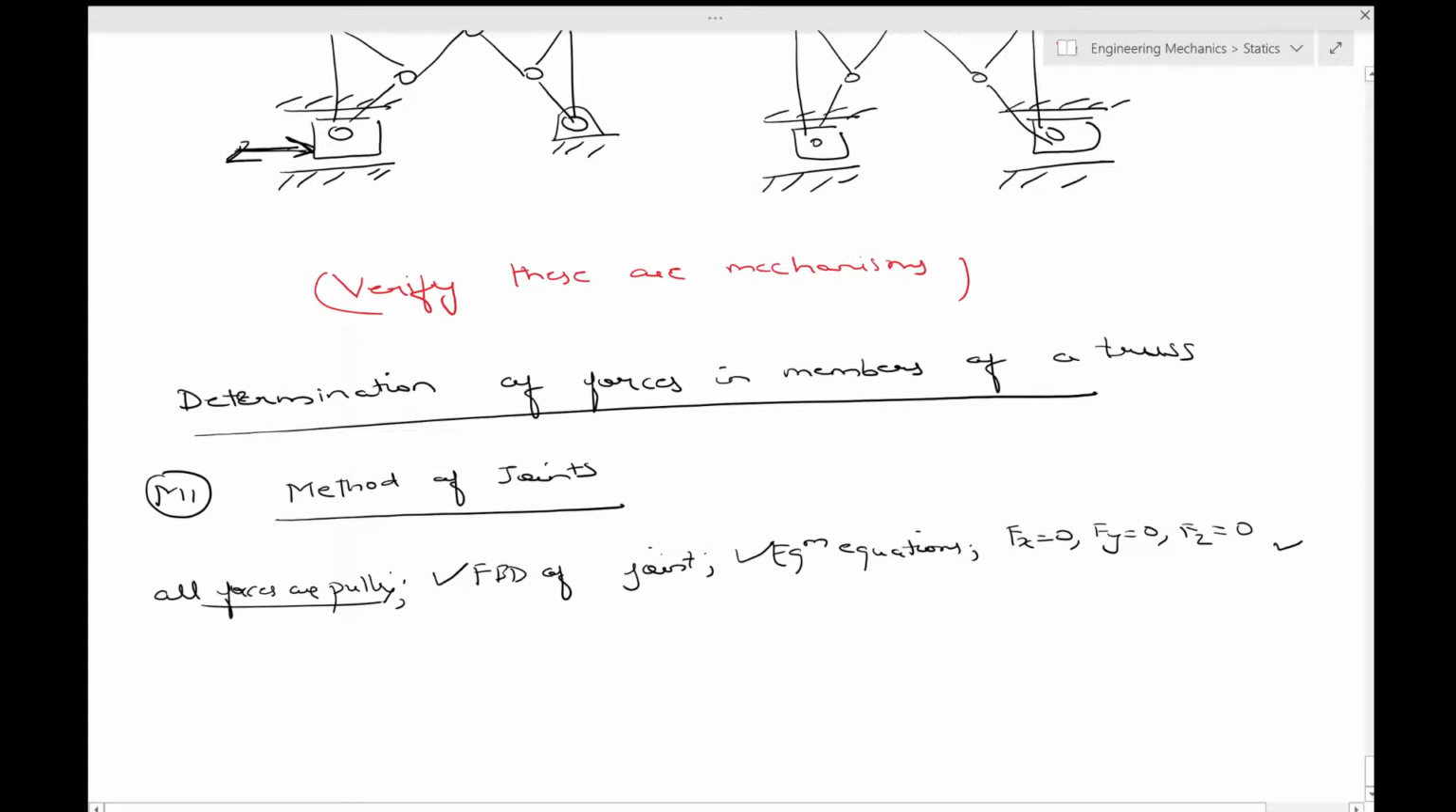Okay, so always start with joints which have only two or three unknown forces. That's just to solve the easier things first. So if you have a planar truss, choose a joint which has only two unknowns. If it's a spatial truss, choose a joint which has three unknowns. Because in this step itself you will be able to get some answers which you can substitute in the later joints when you apply the equilibrium equations.